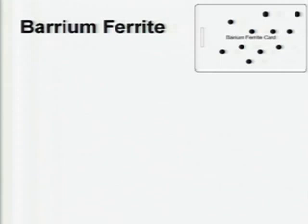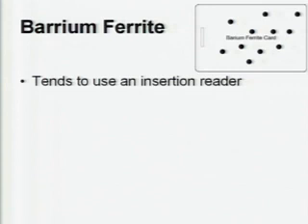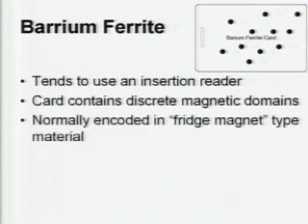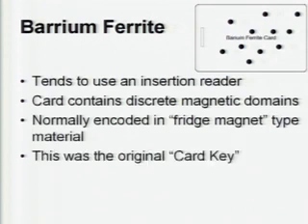Okay, moving right along. Barium ferrite cards. These were the original card keys. They tend to use an insertion reader, but more modern ones I've seen have you place the card flat on the reader. And basically, if you were to take a card and sprinkle iron filings over it on a sheet of paper, you'd see these discrete little magnetic domains. And that's how the cards are encoded. So if you break them open, it tends to look very much like a fridge magnet inside. And as I mentioned earlier, it was the original card key.